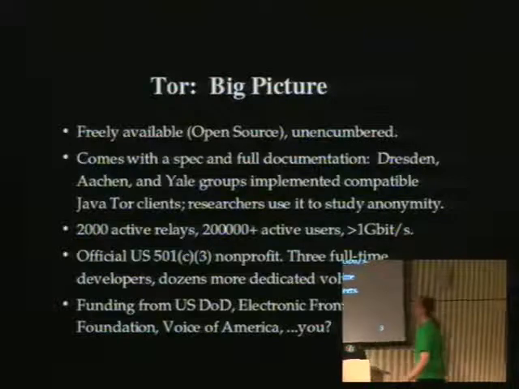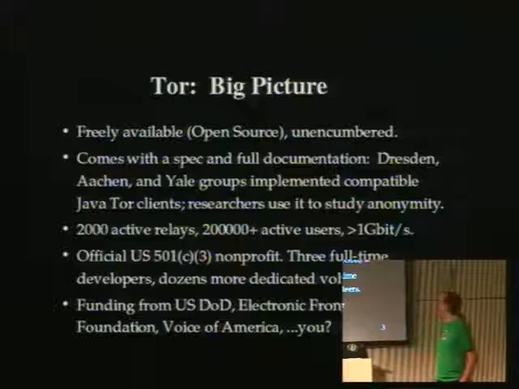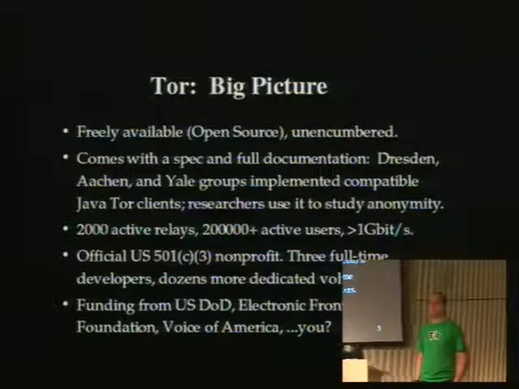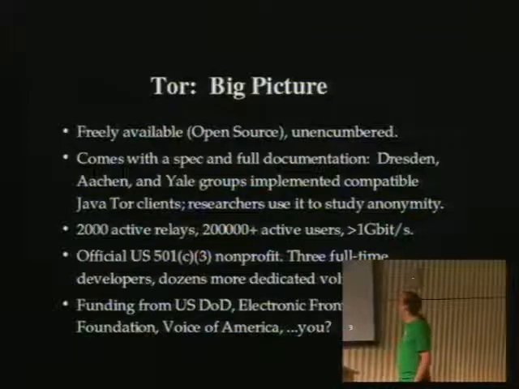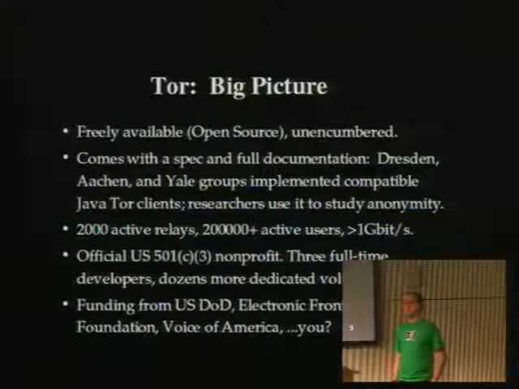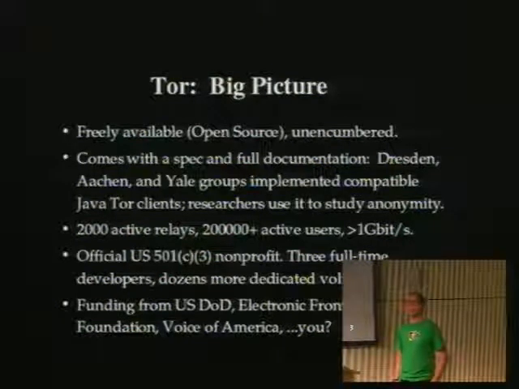There are about 2,000 active servers, relays out there, and a whole bunch of users. It's an anonymity system, so it's a bit hard to tell how many people we have really, but I'm guessing maybe 200,000, a quarter million Tor clients are running right now, and they're pushing over a gigabit per second. I haven't counted lately, so maybe it's up to 2 gigabits per second. So we're rivaling Hotmail or Wikipedia and stuff in terms of the amount of traffic that we're pushing.